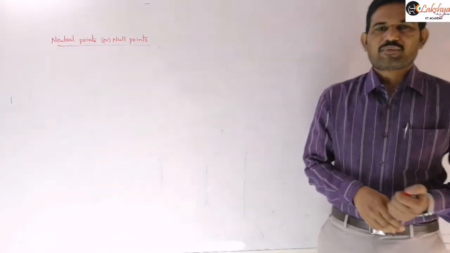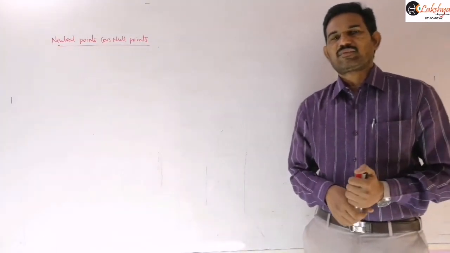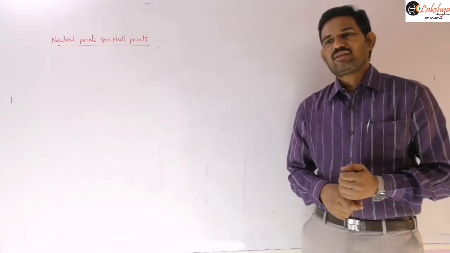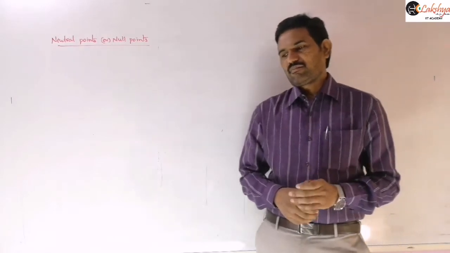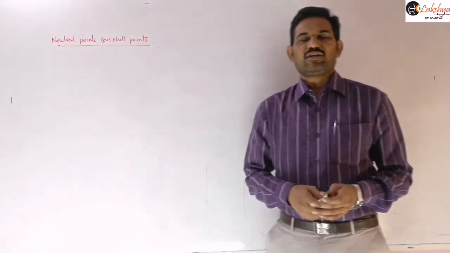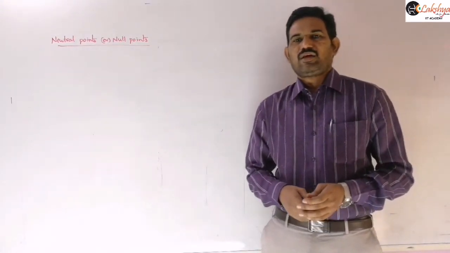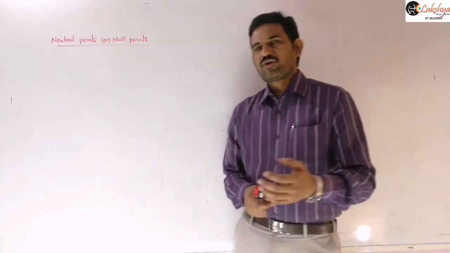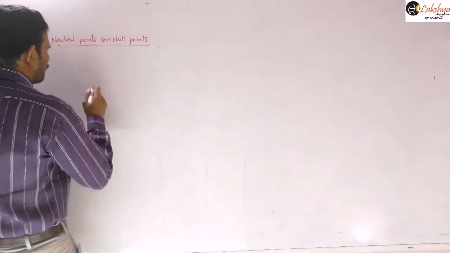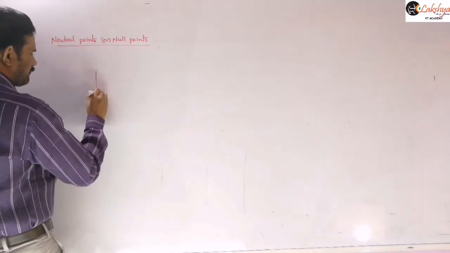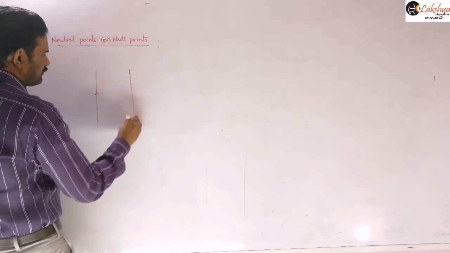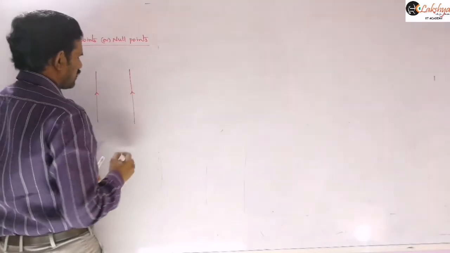When two or more magnetic fields are acting such that the resultant magnetic field at a point is zero, then such points are called neutral points or null points.